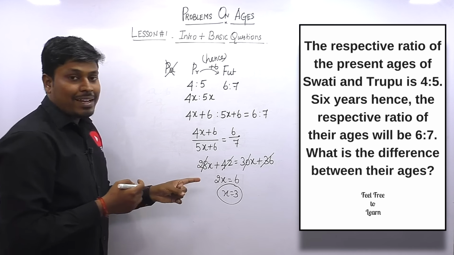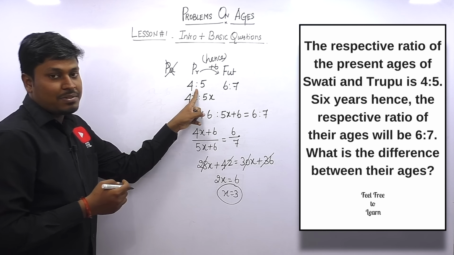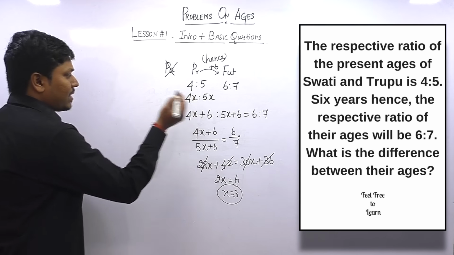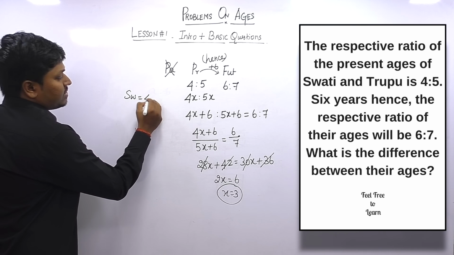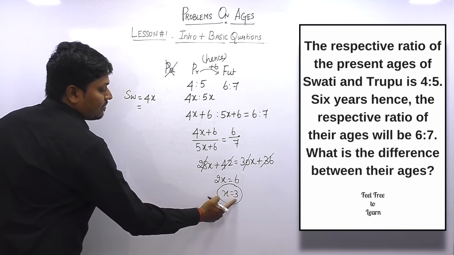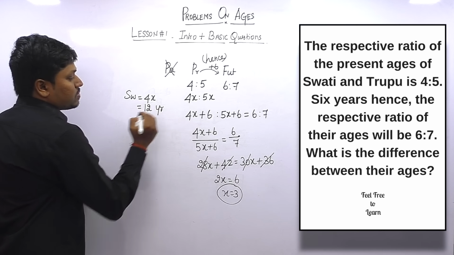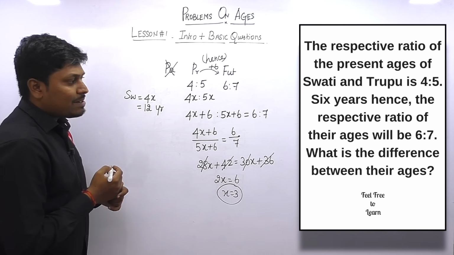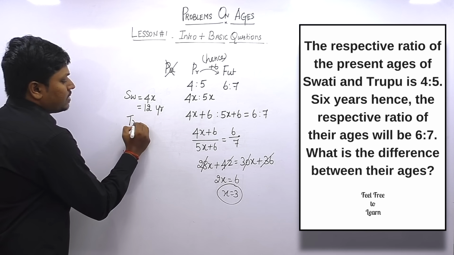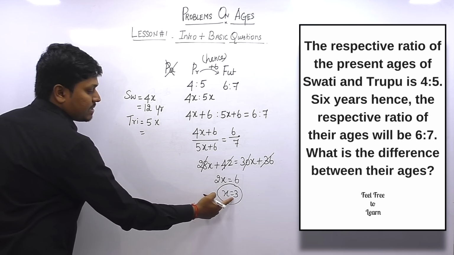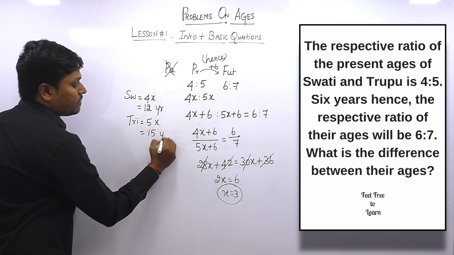Once you find the value of x, finding the ages is simple. We assumed the present age of Swati as 4x, and now x is equal to 3, so 4 into 3 is 12. Swati's age is 12 years. The second person is Tripu, whose age is 5x, and x is equal to 3, so 5 into 3 is 15 years.